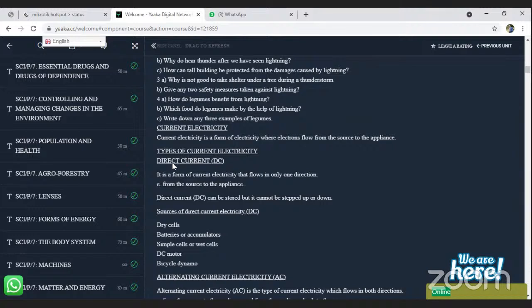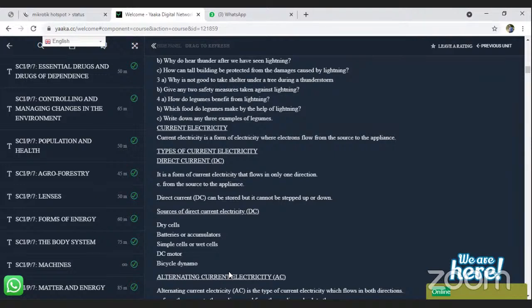These ones, we have two types of current electricity. There is what we call DC and then AC. DC stands for direct current electricity. Direct current means that you connect from the source of electricity to the appliance directly. That form of electricity is called direct current electricity.